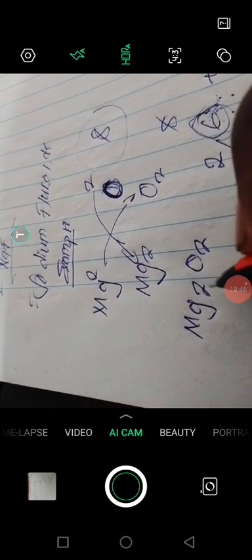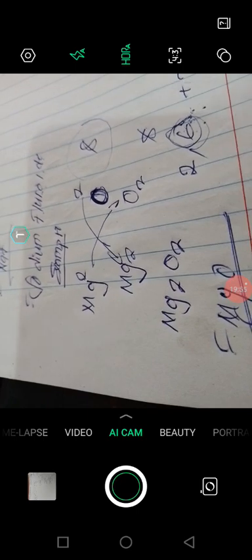Right? And if I'm trying to reduce it, I can write like this, right? 2 into 2, 2, 2, gone. So I'm going to remain with what? Magnesium oxide. So this is the formula for what? Magnesium oxide. It is a binary what? Binary compound.